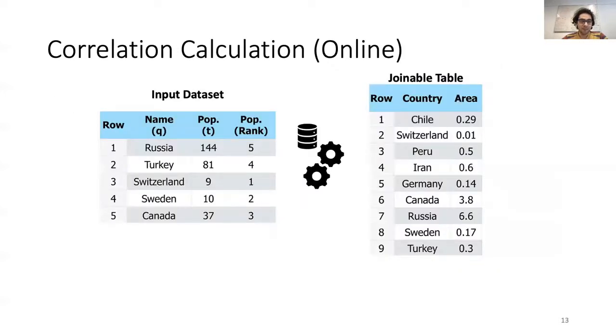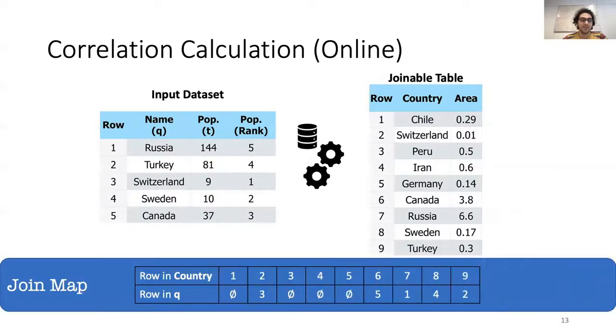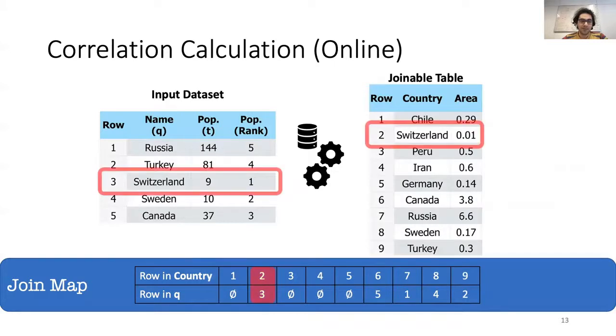As an example, the join map of the input dataset on the left-hand side and the joinable tables shown on the right-hand side is depicted here below. As it's shown in this example, the second row of the joinable table is joinable with this third row of the input dataset.